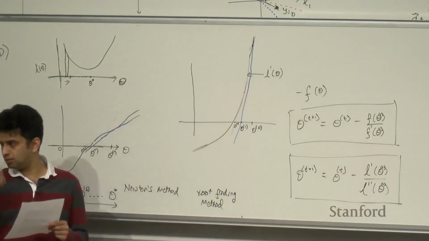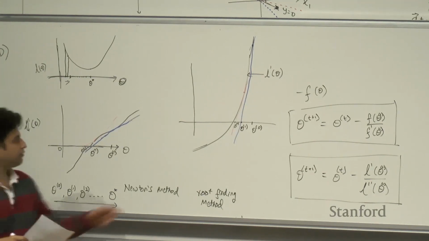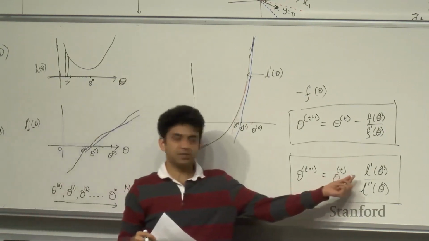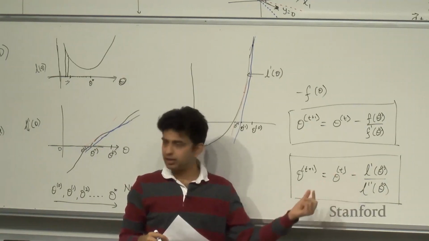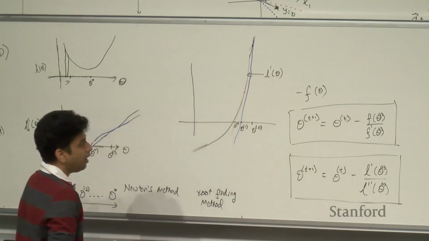Yes, question? When you find the new theta, does it do that for every point on the curve, or does it use a step size? So when we find the new theta, is there some kind of a step size here? Yeah. In practice, you will use a step size. I'm coming to that.